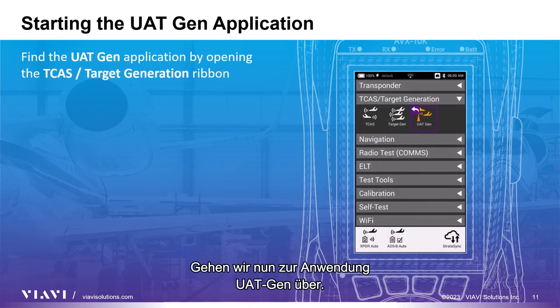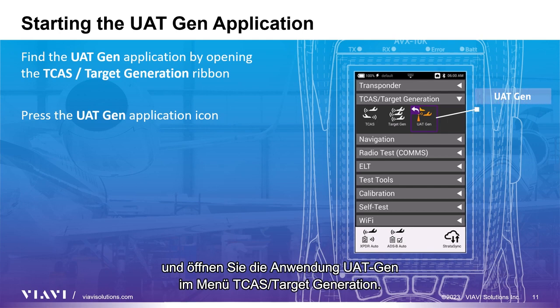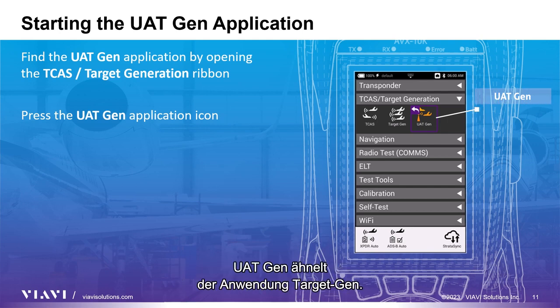Now let's look at the uat-gen application. With the AVX-10K power on, click on the uat-gen application in the TCAS target generation ribbon. This application is similar to the target gen application, and all setup parameters have been covered in the Common Test Settings and General Preferences video.